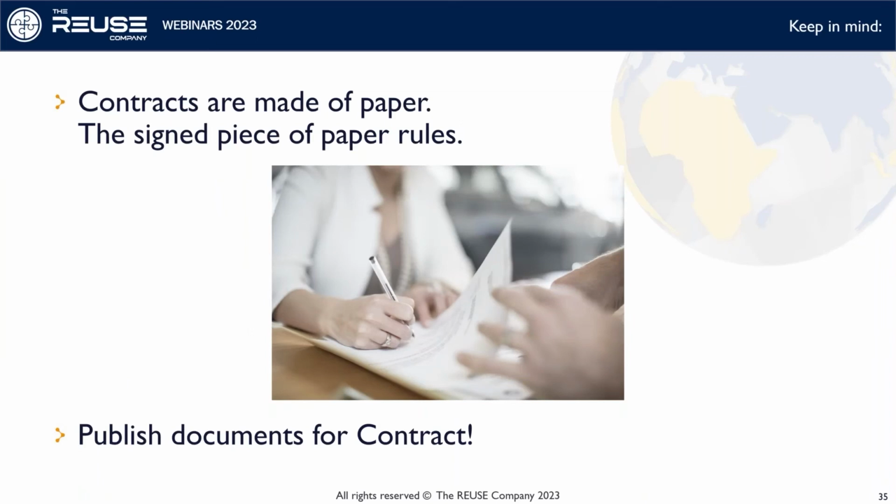Now, signing the contract. Many times companies and organizations are pretty traditional. They print paper and they have a physical signature on a piece of paper. This means that contracts are made of paper, and this signed piece of paper rules. This is what is applicable regardless of what you may or may not have in your database. So you should be sure that you generate these documents from the database where you've had all the data all along. So publish documents for contract.